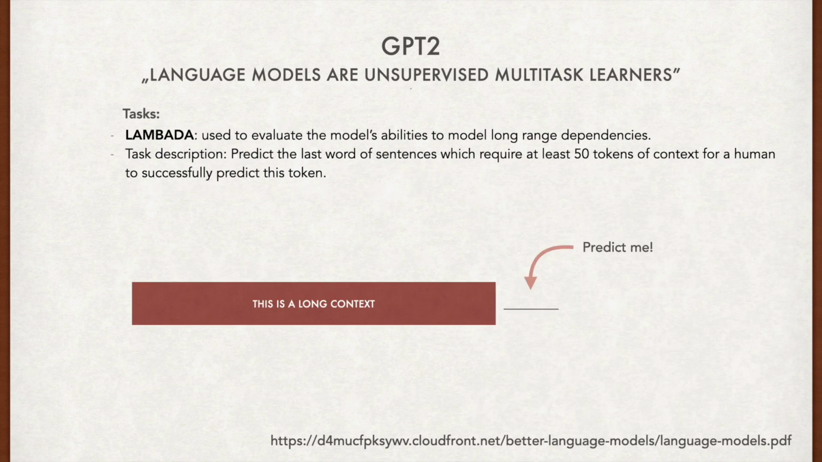Another related task is called LAMBADA. Here we also have to predict a given masked word, but the dataset is constructed in such a way that in order to do it, we need to process and understand at least the last 50 tokens before the gap. This task requires the model to model long-range dependencies between tokens. For this and other tasks, we will summarize the results in separate slides.